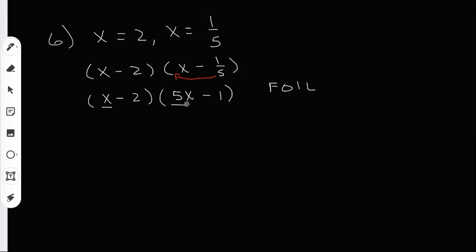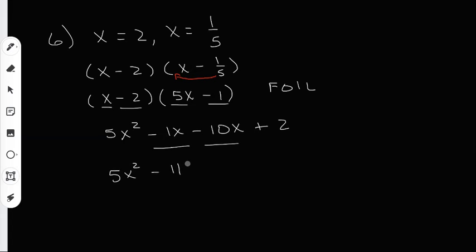So doing the FOIL method, I get 5x times x, that's 5x squared. The outer two terms give me negative 1x. The inner two terms give me negative 10x. Negative 2 times 5. And negative 2 times negative 1 is going to give me a positive 2. So now the FOIL process is done. All I have to do now is combine the two middle terms, which are the like terms. I get 5x squared. Negative 1 minus 10 is negative 11x. And then I bring down the plus 2, and I'm done. That is my polynomial with the roots 2 and 1/5.